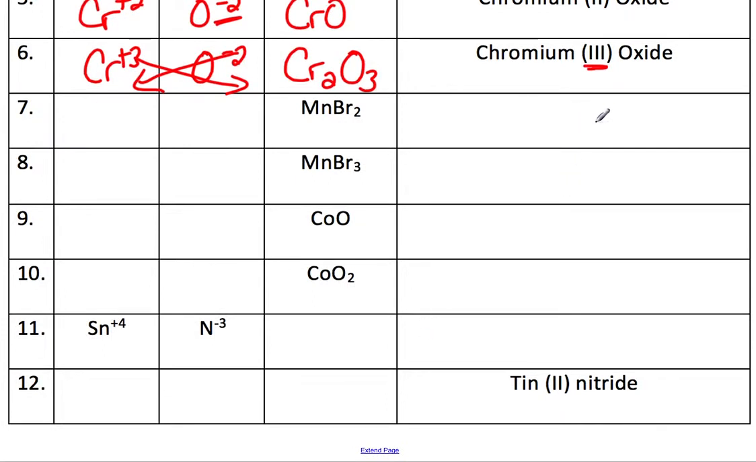Now, you don't have the Roman numeral, and you don't have the charges. All you have is a formula. So what do you do here? Well, you got to do some uncrisscrossing. So let me make some space here.